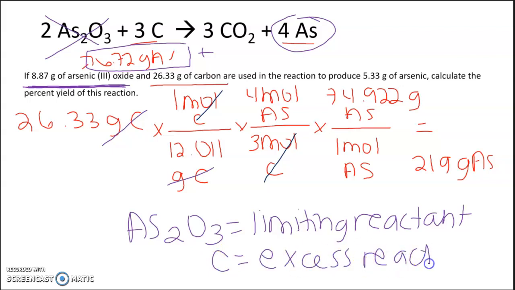And so when you're doing any problem, the smaller amount of product is always how much you can make. Because again, once you run out of your limiting reactant, you can only make that much, 6.72 grams. So once you make that many grams, you have no more limiting reactant. The reaction can't happen. You need both reactants for the reaction to happen. That one's gone. So you always pick the smaller amount of product as your theoretical yield, not the bigger number.